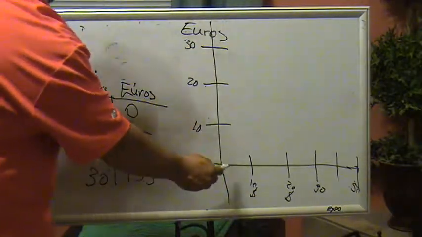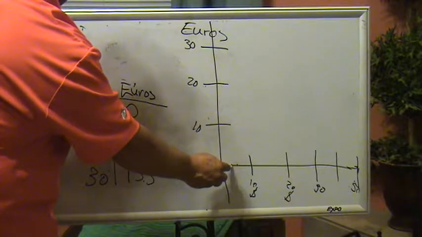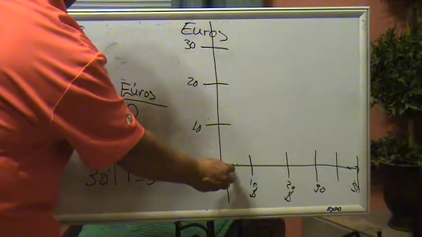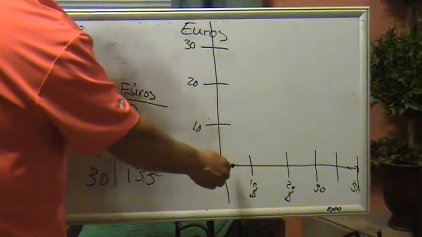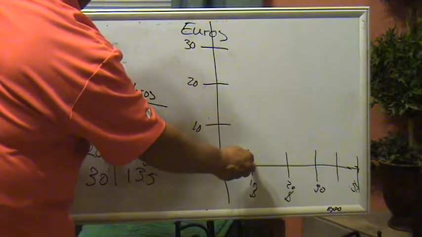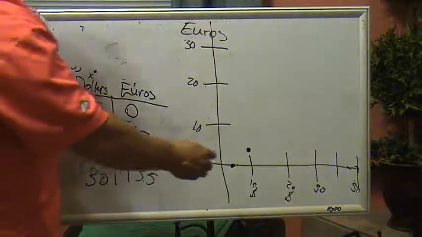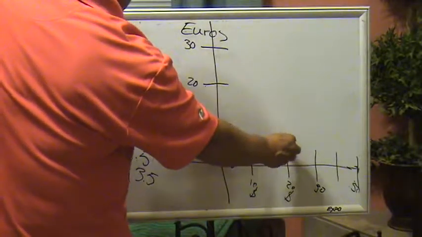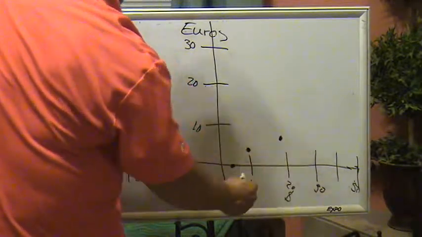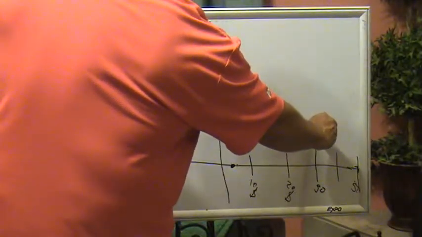For the $3 that you would spend, you wouldn't get anything because you're at zero. So that's one of your points here. For the next one, you would spend $10 and get about 3.5 euros, so here we're starting to plot. The next value is $20, and you'd get 8.5, so that's slightly below the 10 mark. And then for $30, you would get 13.5.